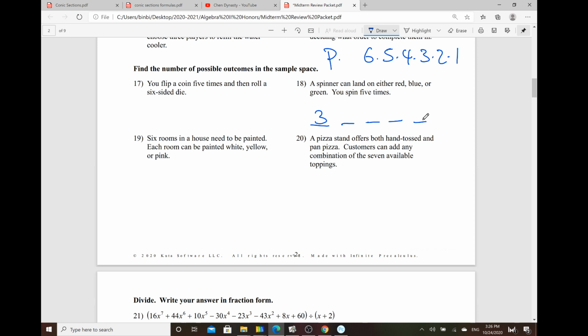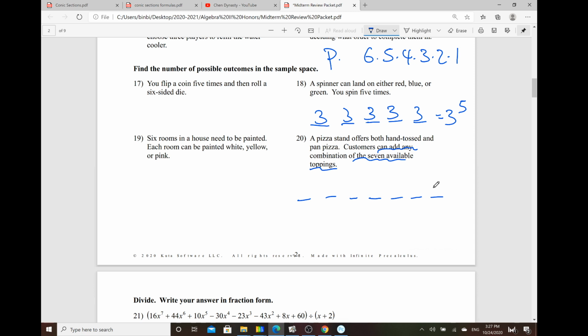So 5 times, so 5 blanks. Each time we have either red, blue, or green. So 3 times 3 times 3 times 3 times 3, or it can be done by 3 to the 5th power. And here's another one. A pizza stand offers both hand toss and pan pizza. So a customer can add any combination of 7 available toppings. Okay? So this one would be 1, 2, 3, 4, 5, 6, 7 different toppings.